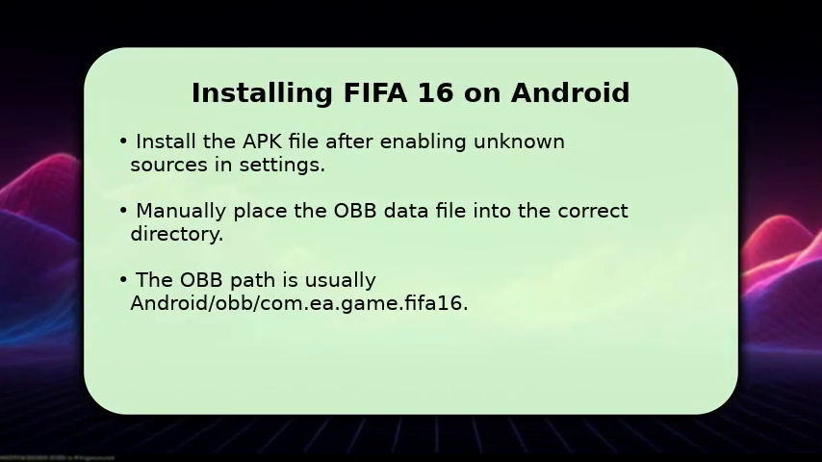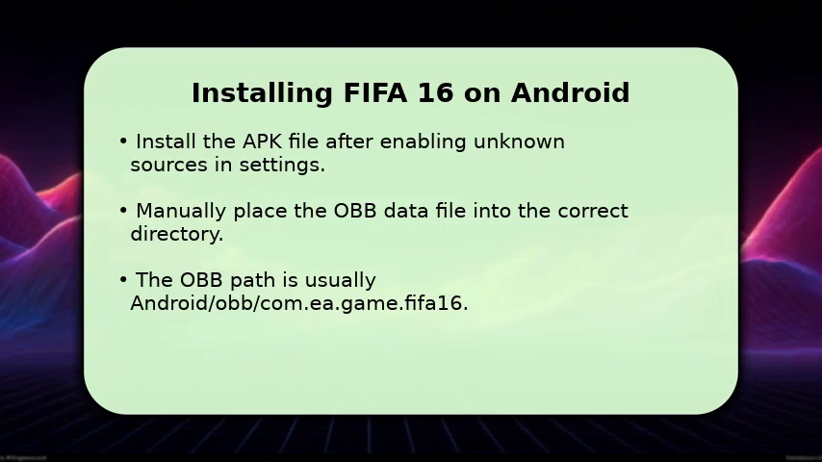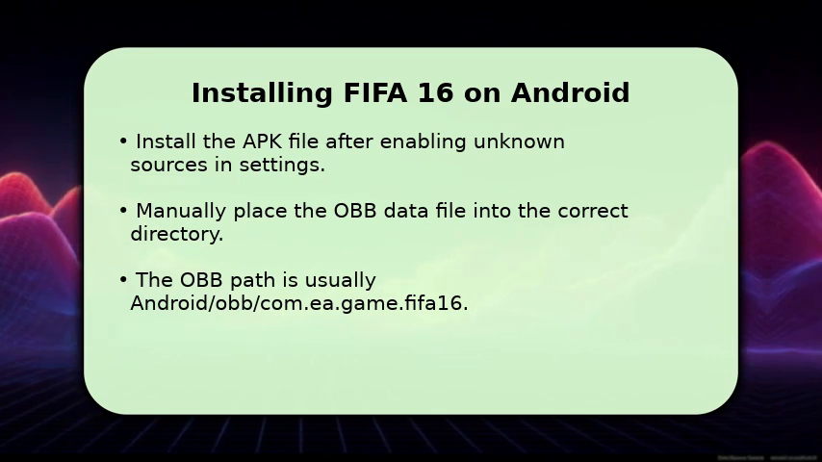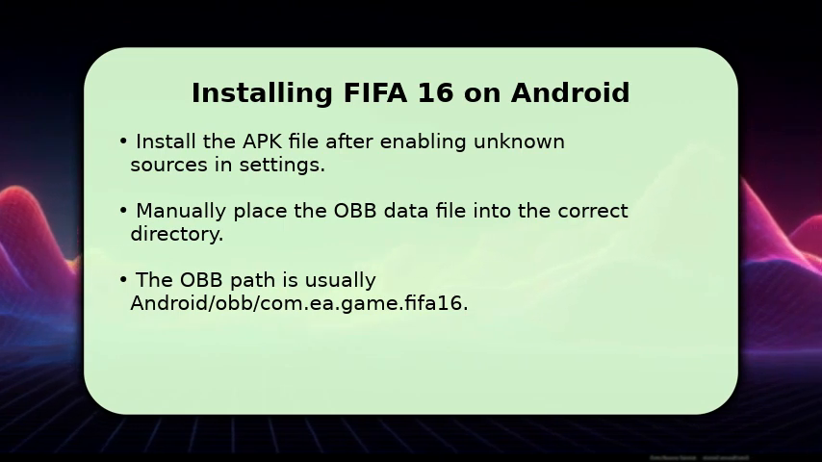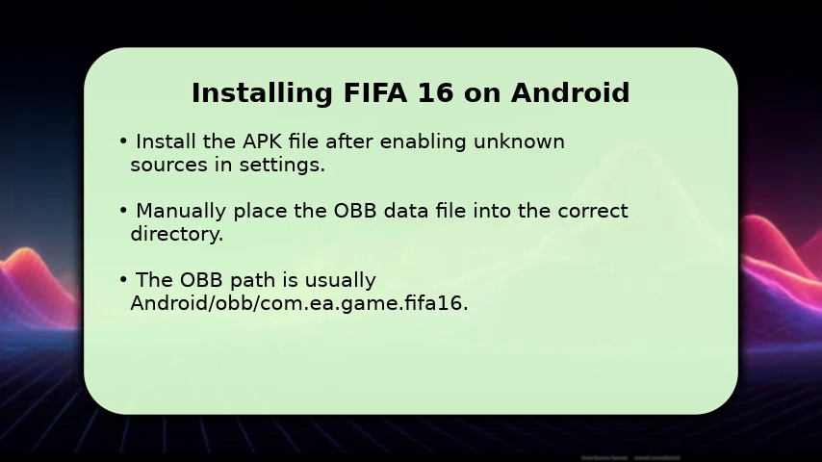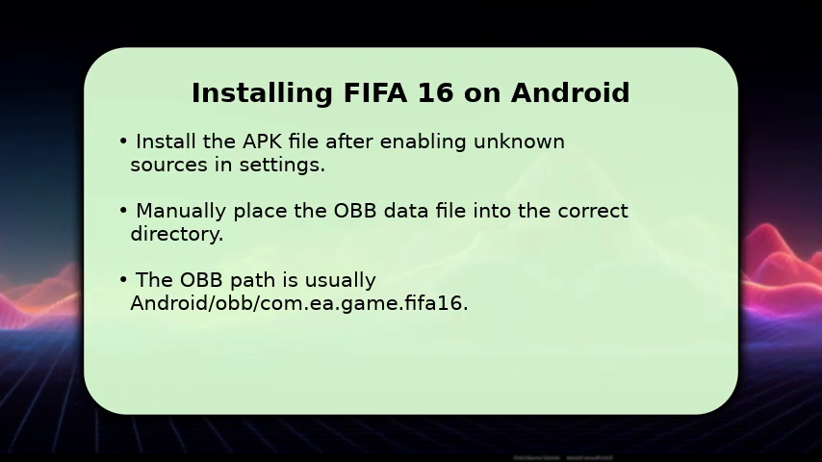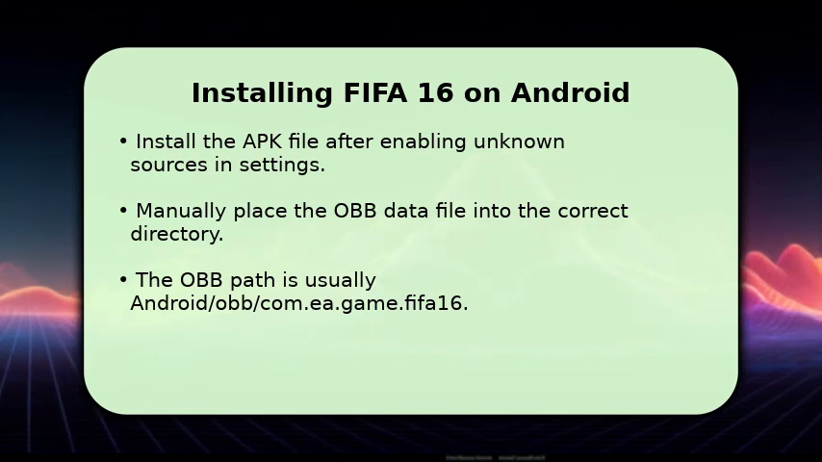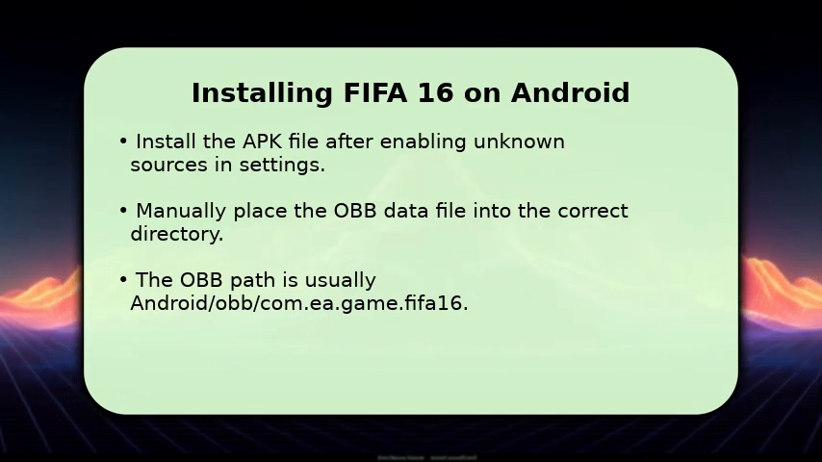Once you have both the APK and OBB files, the installation process can begin. First, install the APK file, but remember to enable install from unknown sources in your device's security settings beforehand. After the APK is installed, do not open the game immediately. Instead, navigate to your device's internal storage and manually move the OBB data file into the correct folder. This folder is typically located at android/obb/com.game.fifa16, ensuring the game can access its assets.